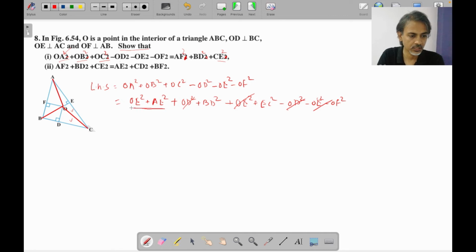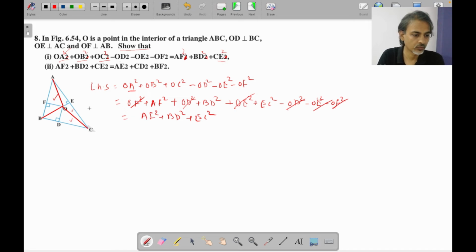This is not right. For OA square, what I have taken here is OE and AE, but I have OF over here. So rather I should have gone into this triangle. Instead of writing this, let me erase this part. I should have taken OF and AF, so OF square plus AF square. So you can see that OF square is gone. Now what I am left with is AF square plus BD square plus EC square, right?